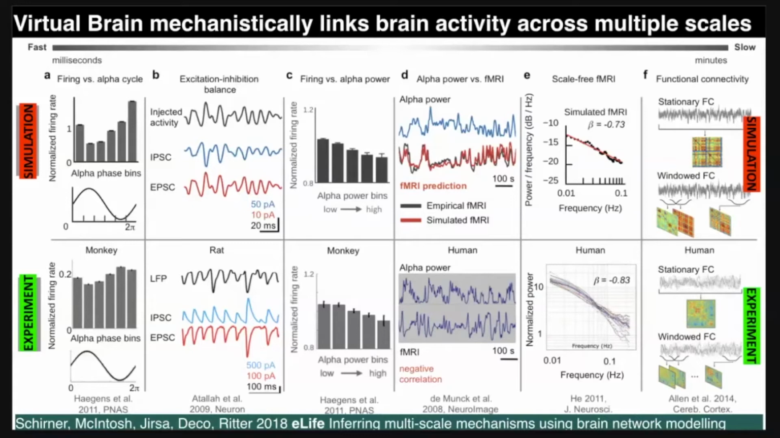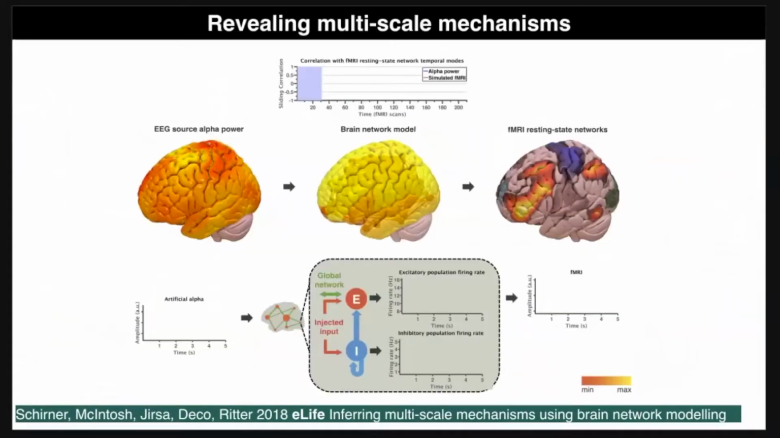We want to turn the many different pieces of observations that we are having available into real understanding of the mechanisms of the brain. So another video that you can unfortunately not see, where in the left brain you see the EEG source alpha power, in the middle brain you see the simulations by the brain network model, and the right brain you see the resulting resting state fMRI activity, the simulated resting state activity.